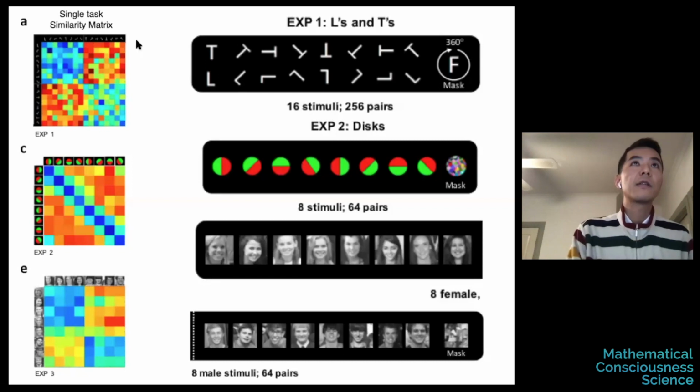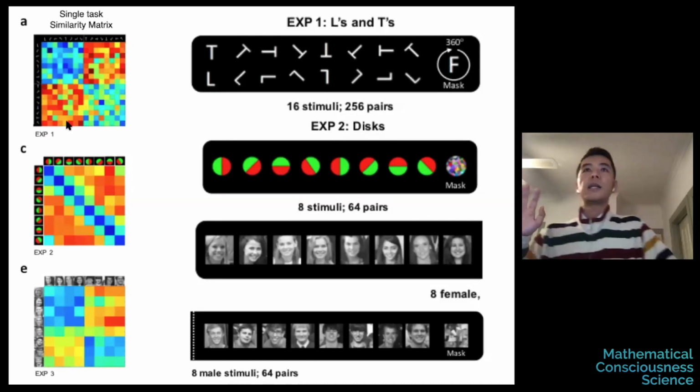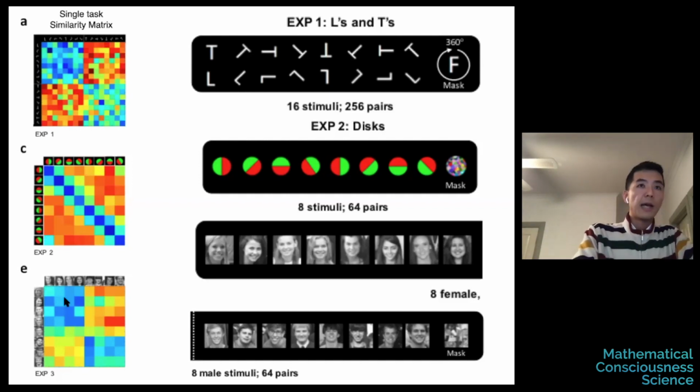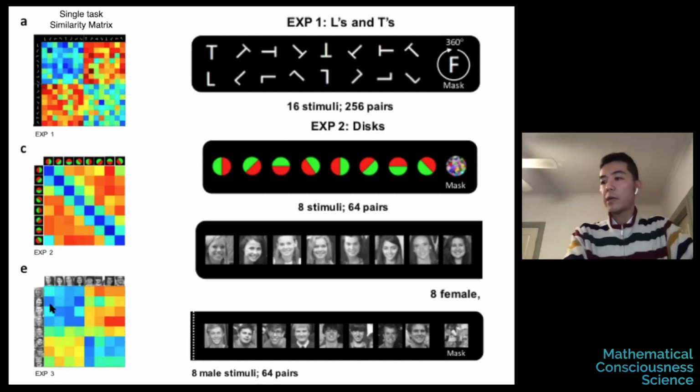By the way, the x-axis on the top left matrix goes from half L's to T's, and then L's and T's. The red means dissimilar, and the blue means similar. In terms of the rotated disks, according to the rotation angle of 45 degrees, people went from highly similar to maybe similar to highly dissimilar, as you would expect. And in terms of faces, although we didn't include any identical pairs, people spontaneously categorized female to female as similar and female to male as dissimilar, and so on.